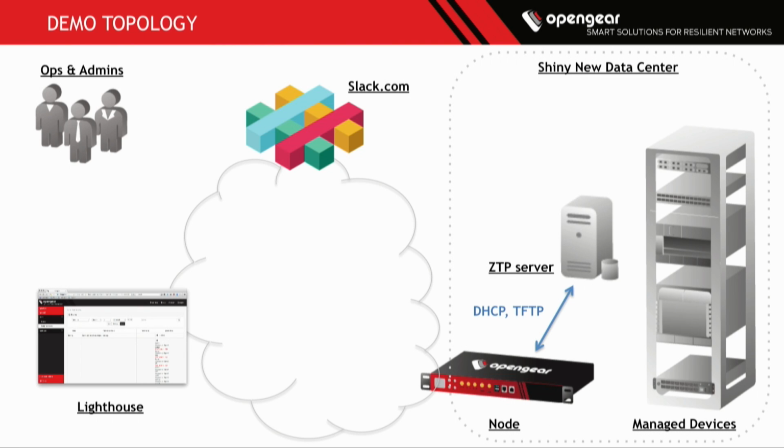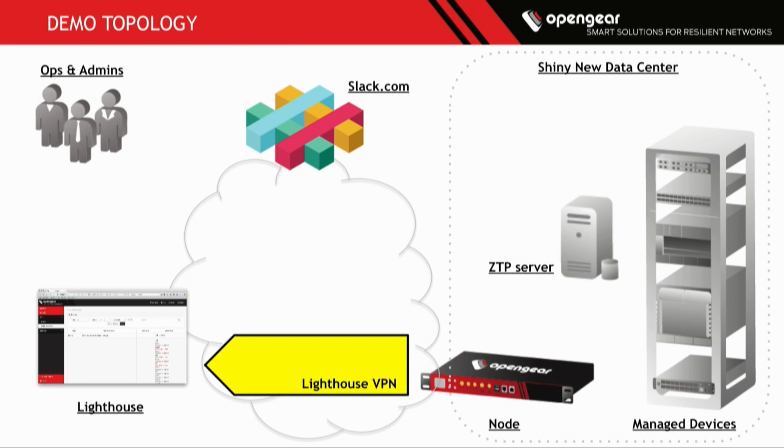So that's basically what's happening now. The nodes are booting up in my shiny new data center. They're getting configured by the ZTP server, which I just started. You saw me start it, and they're hitting the registration API. This is the process we were talking about before. And Lighthouse is responding with a link to the OpenVPN config. The Lighthouse VPN is coming up. That should be happening right about now if the demo gods are kind.